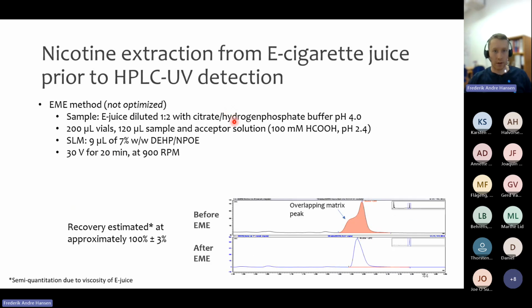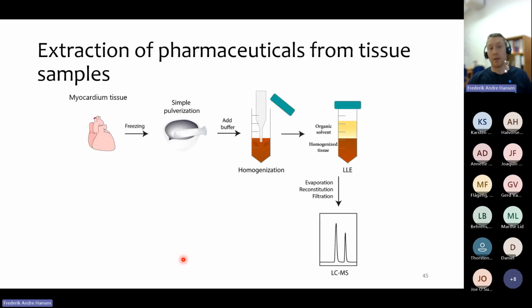So we tried to extract nicotine from this e-cigarette juice by a sort of best guess EME method. So this was not very optimized. And you can see down here the chromatograms before and after the extraction. You can see that we got rid of the matrix peak and we had about 100% recovery, which was quite satisfactory. The second example I have is a little bit more towards the bioanalysis field again.